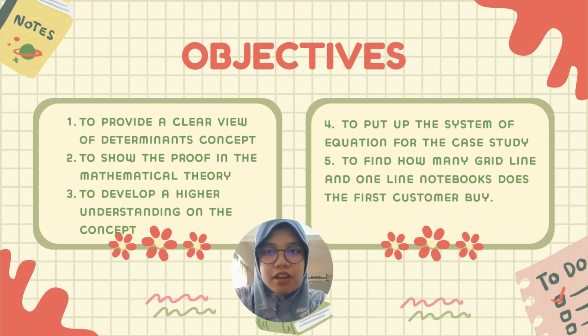In this case study, our objective is to provide a clear view of the determinant concept and to show the proof in the mathematical theory. We are also going to develop a higher understanding of the concept using this presentation. We are also going to put up an example of a system of equations for the case study and find how many grid-line and one-line notebooks the first customer buys based on our question.